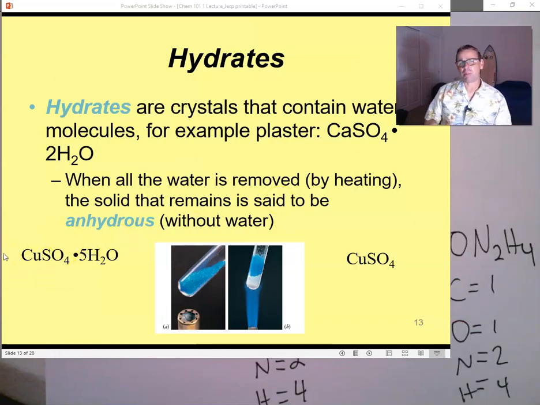Now sometimes compounds, ionic compounds more specifically, absorb water. I don't know if you've ever seen that, but like salt shakers in Hawaii, they put something in the salt shakers besides just salt. Do you know what else they put in there? No.